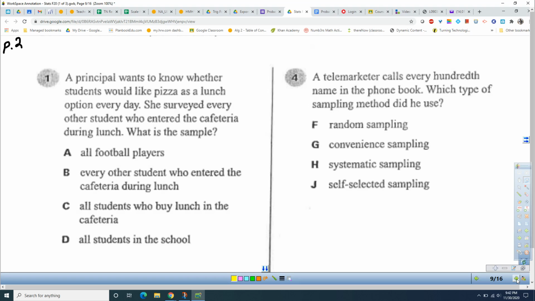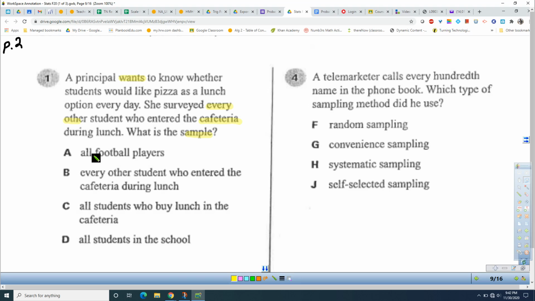All right, so what we have here is a principal who wants to know whether students like pizza as a lunch option every day. Okay, so this is an important word. What do they want? And then they're talking every day. Now, the survey is of every other student. Who do they survey? Every other student in the cafeteria during lunch. It says, what is the sample? What kind of sample is this?